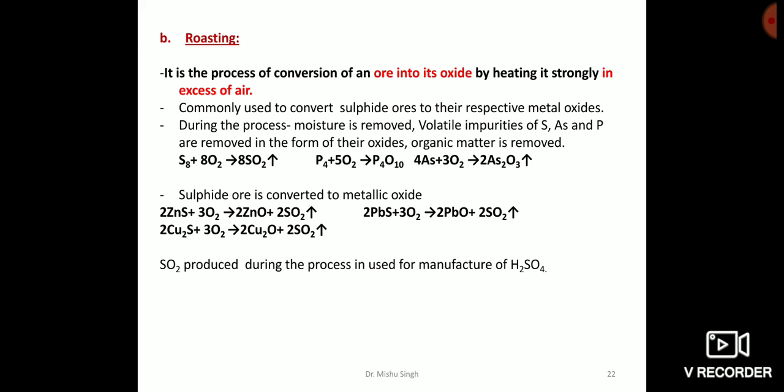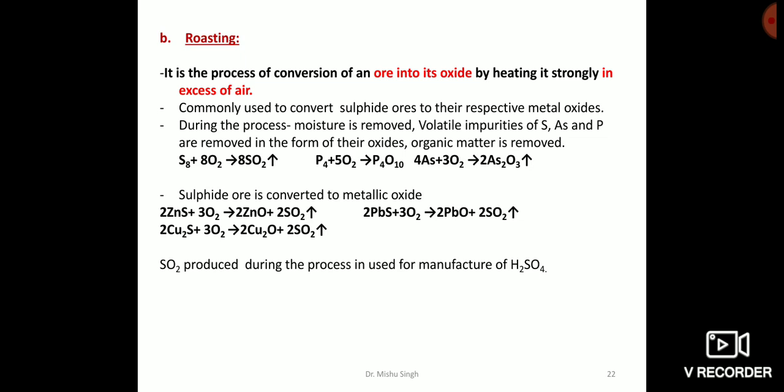Roasting. Roasting is the process of converting an ore into its metallic oxide by strongly heating it at a temperature insufficient to melt, in excess of air. This process is commonly used for sulfide ores. The following changes occur during roasting.